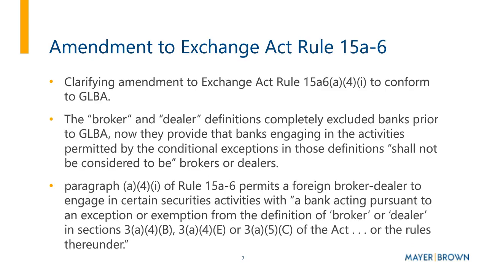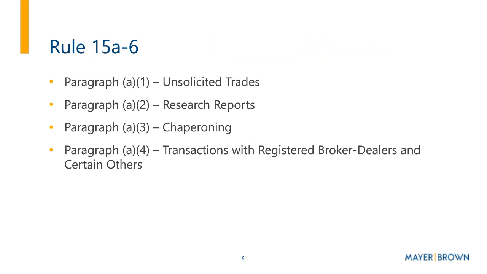There we go. Okay. So let me just go through some of the provisions of Rule 15a-6. I'm going to come back to some of these to put a gloss on it with the available guidance and interpretations. Okay. So paragraph A1 is the unsolicited trades or the unsolicited exemption. What does that mean? Well, it exempts foreign broker-dealers from registration to the extent that that financial institution effects transactions in securities with or for persons that have not been solicited by the foreign broker-dealer.